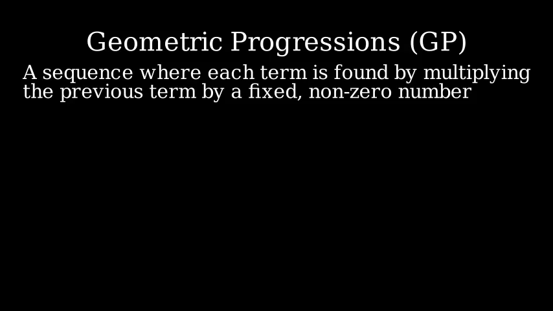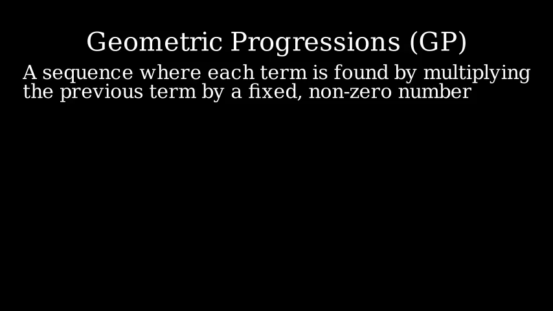Welcome to this lesson on geometric progressions. A geometric progression, or GP for short, is a sequence where each term is found by multiplying the previous term by a fixed, non-zero number called the common ratio. Let's start with the basic formula of a geometric progression.